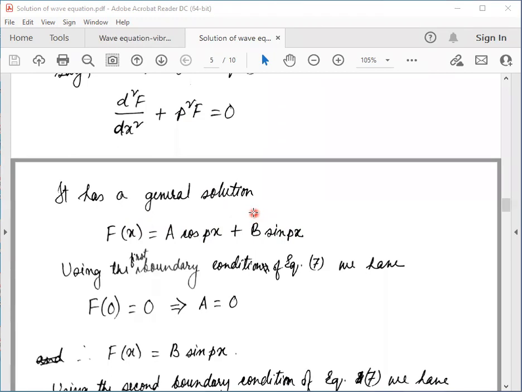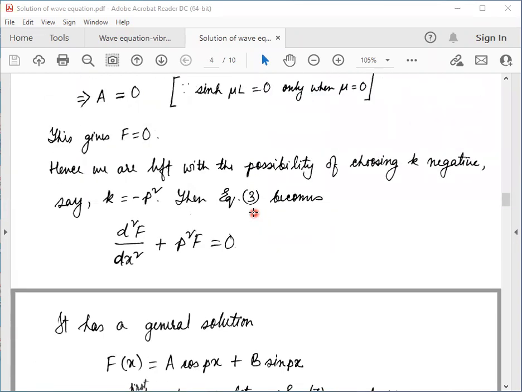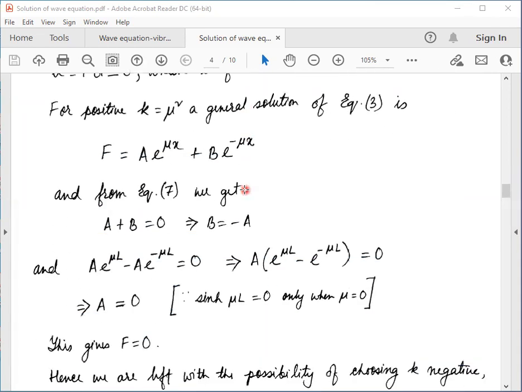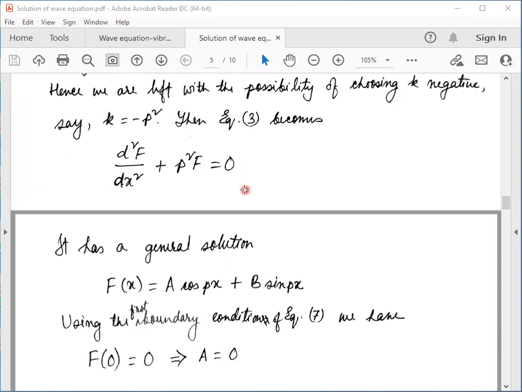Now we are going to determine the values of a and b by using boundary conditions. And what are the boundary conditions? I repeat, the boundary conditions are that at x equal to 0, f is 0, and at x equal to L, f is 0.